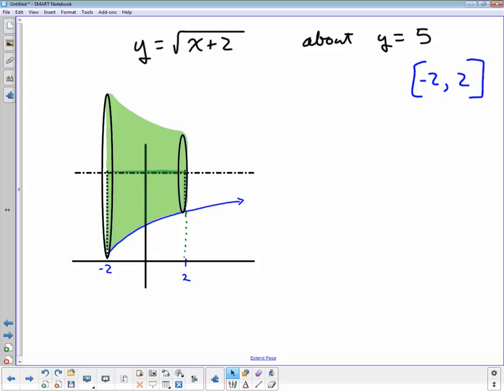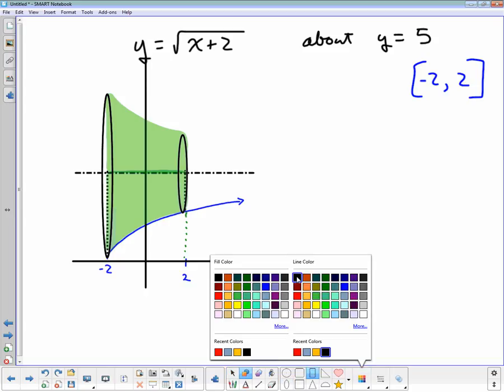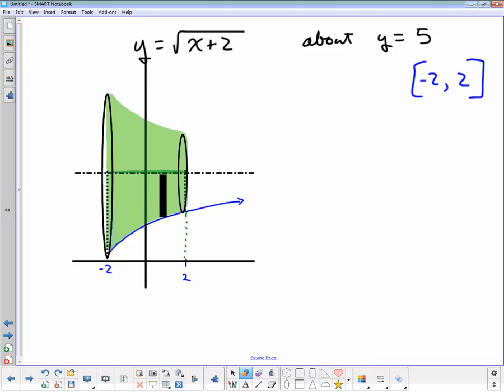See? That's really what's being spun, if you think about it. Okay? Yes? So now I have to consider what is my radius. A radius is going to be that piece right there. That's the radius that I'm spinning. Okay? Right?